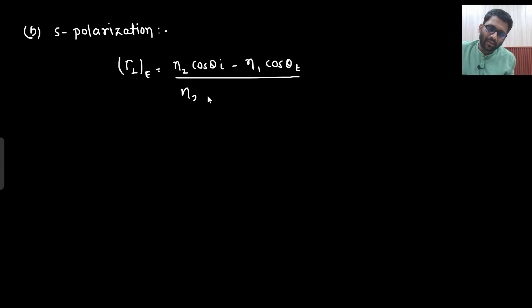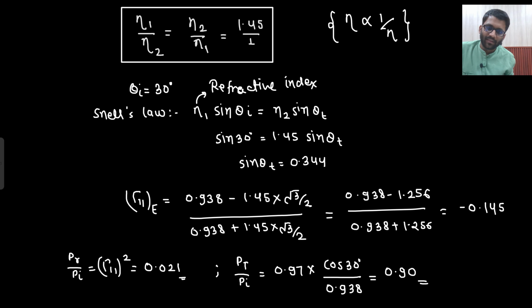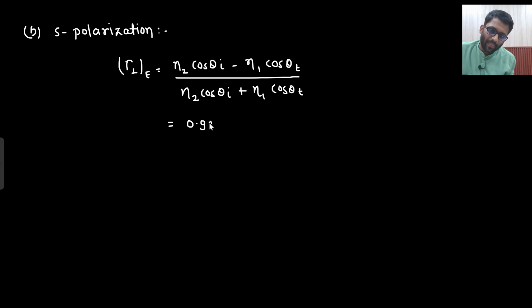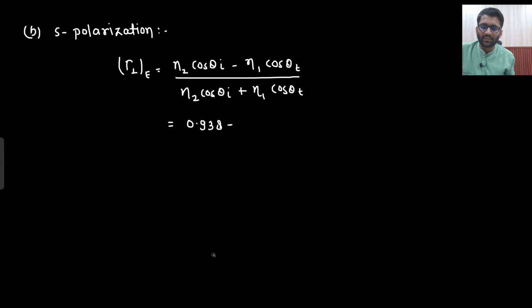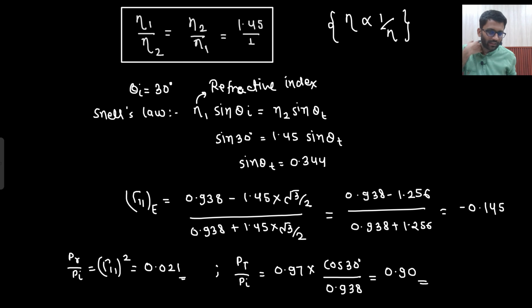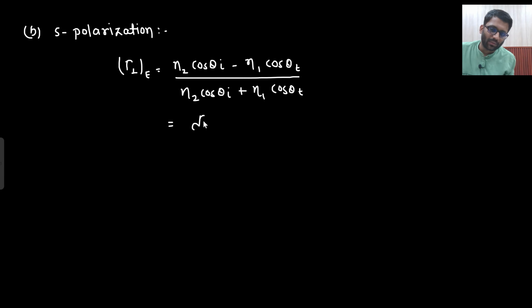Okay, so S polarization means perpendicular polarization. What is the formula? Eta 2 cos theta i minus eta 1 cos theta t, divided by eta 2 cos theta i plus eta 1 cos theta t. Cos theta t is 0.938. Sorry, this is cos theta i. What is the value of cos theta i? That is root 3 by 2. Cos theta i is root 3 by 2 minus, what is eta 1 by eta 2? That is 1.45.